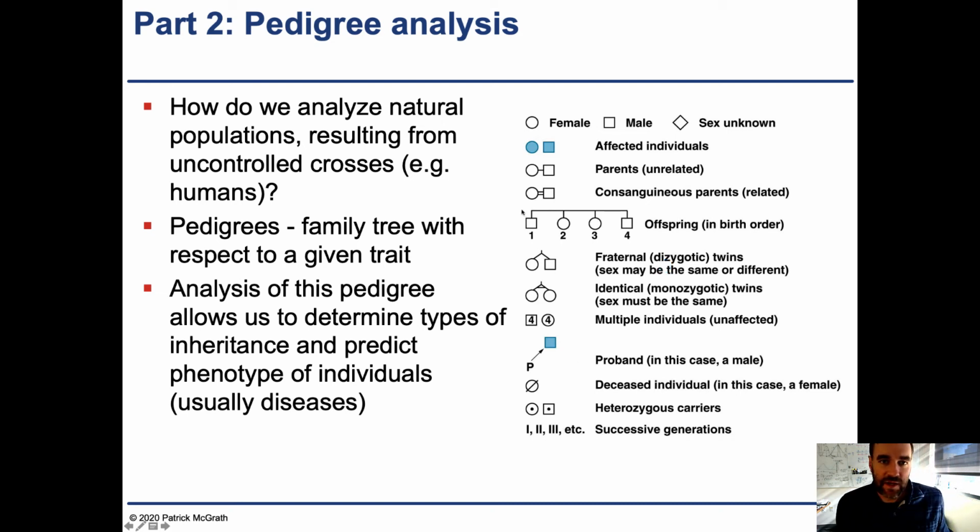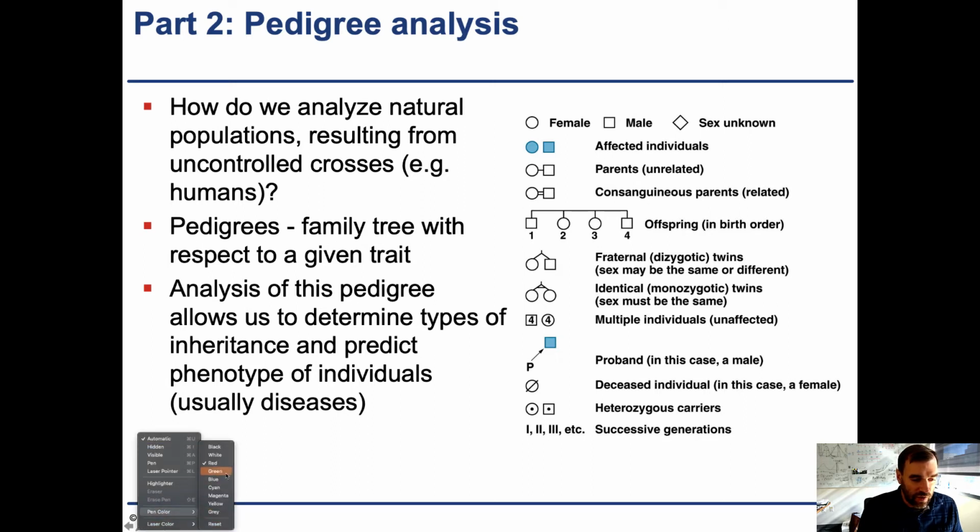Okay, based upon what we just learned in Mendel about the basics of genetic inheritance, so diploids, dominance, recessiveness, we can actually take this information and apply it pretty straightforwardly to human analysis. And so this is called pedigree analysis, and this is typically used on rare genetic diseases. So how do we analyze natural populations resulting from uncontrolled crosses? In this case, we do not have the control to determine who mates with who.